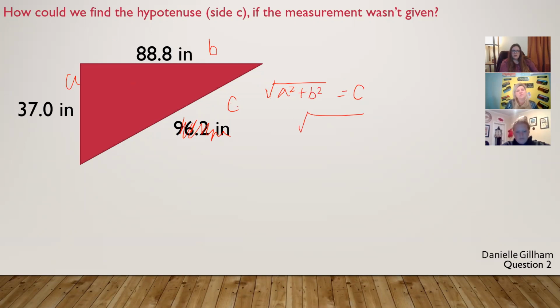And so you're going to have 37 squared plus 88.8 squared, and that's going to equal 96, sorry guys, 96.2 inches. And that's just how you'll find that. That's it. Okay. That's pretty simple.